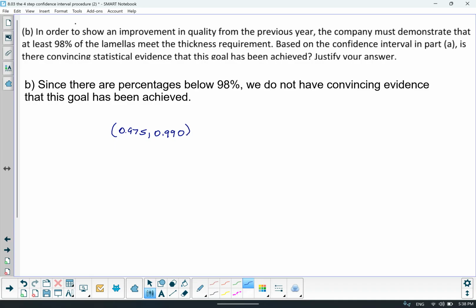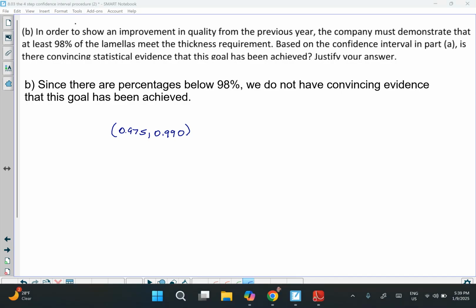Okay? And we can see that we have percentages that are below 98%. So we don't have evidence that we've achieved the goal that above 98, what was their requirement again? That at least 98%, because you see we have values 0.975, 0.976 that are below, so we don't have convincing evidence that they've achieved their goal.